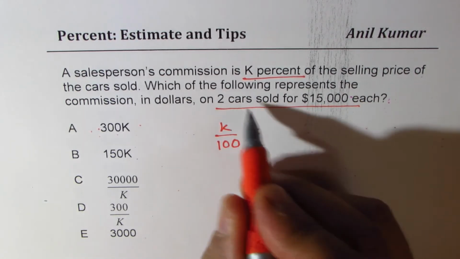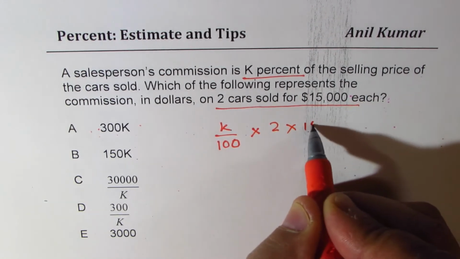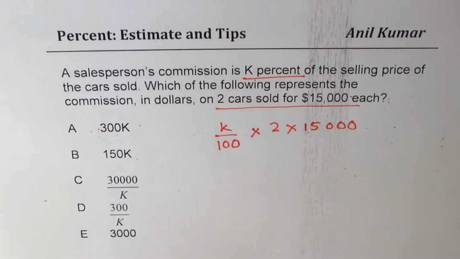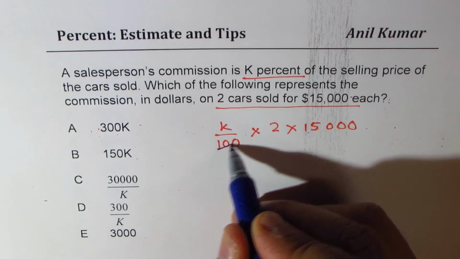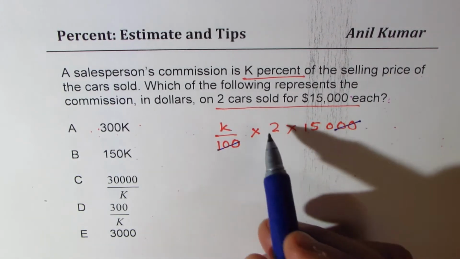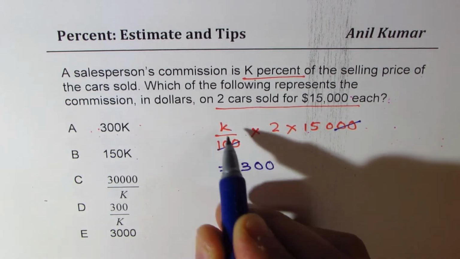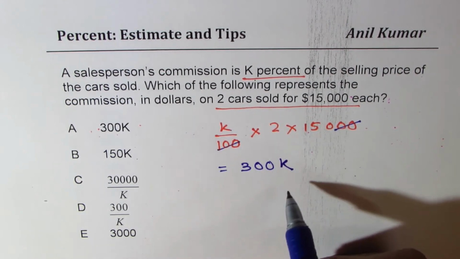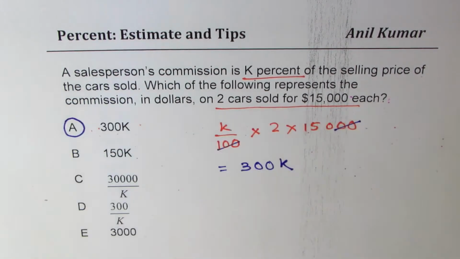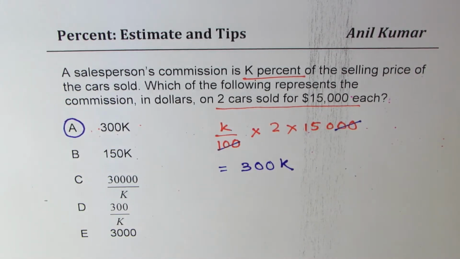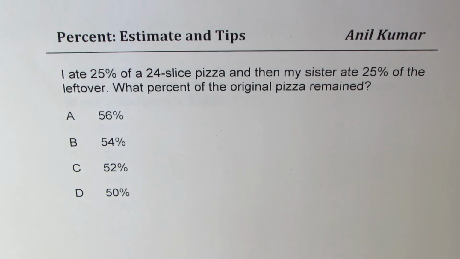What is the selling price? 2 cars for 15,000 each. Do you get the idea, right? So as soon as you write this, you know what to do. 2 zeros gone, right? Multiply 150 by 2. What do you get? 300 K. Don't forget that part. And option A is the right option. Correct? So that is how you're going to answer. It doesn't take even a minute.